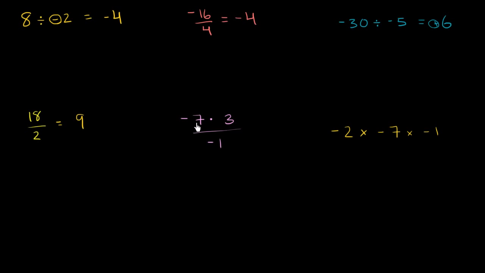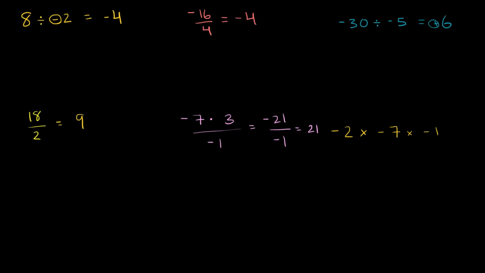So this just says negative 7 times 3 in the numerator, and then we're going to take that product and divide it by negative 1. So in the numerator, negative 7 times 3, positive 7 times 3 would be 21. But since exactly one of these two is negative, this is going to be negative 21. And it's going to be negative 21 over negative 1. And so negative 21 divided by negative 1, a negative divided by a negative is going to be a positive. So this is just going to be positive 21.